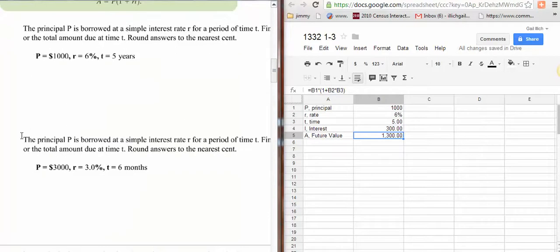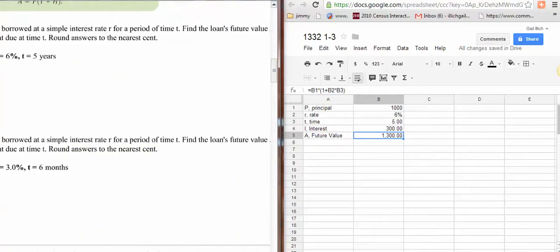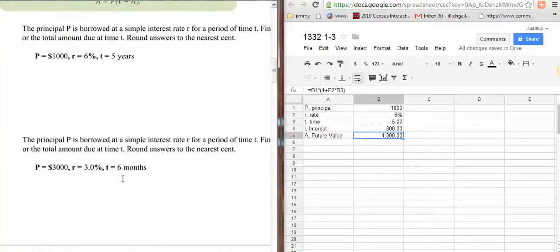Now this one is the same thing. We want to find the loan's future value, but now we have 6 months, so that's when we have to do that 6/12 for the time. Everything else we can just input as we see it. So we'll put 3,000 in, we'll do 3%, and the time is 6 months, so you have to do 6 divided by 12.